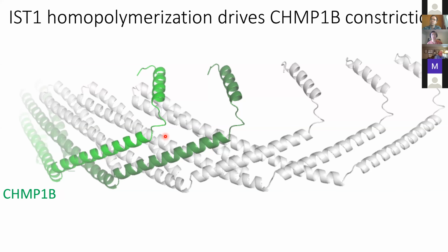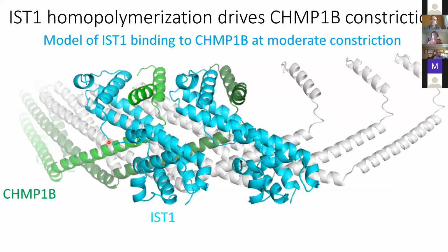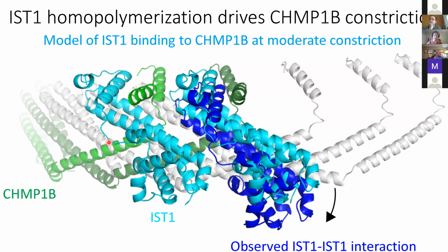So here I'm showing you 5 protomers of CHMP1B from the moderate constriction state. I'm going to dock in how I think IST1 initially binds to this filament. It binds again to the C-terminal end, as I talked about earlier. So this is how one protomer of IST1 would bind. This is how a second one would bind. And now I'm going to dock in how 2 IST1 protomers are actually interacting from our high constriction states.